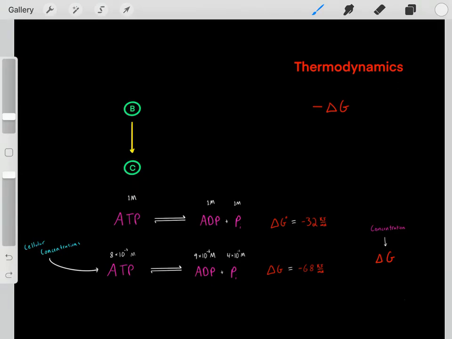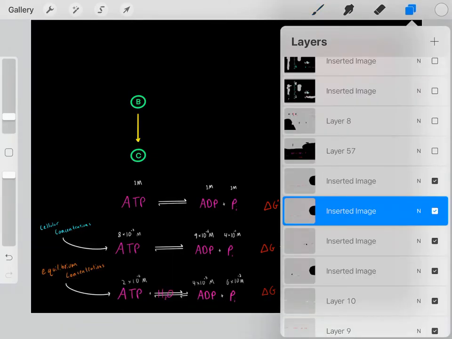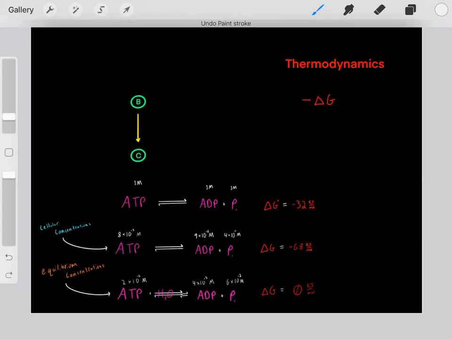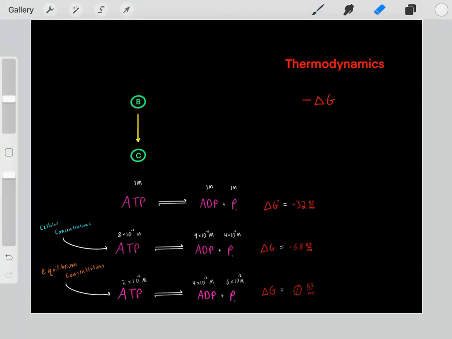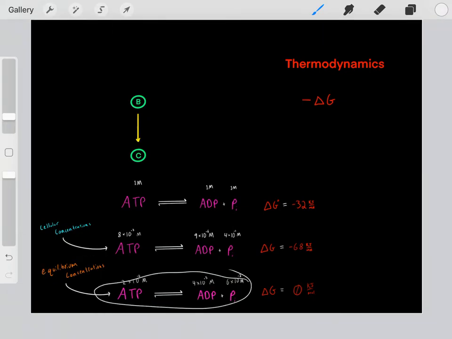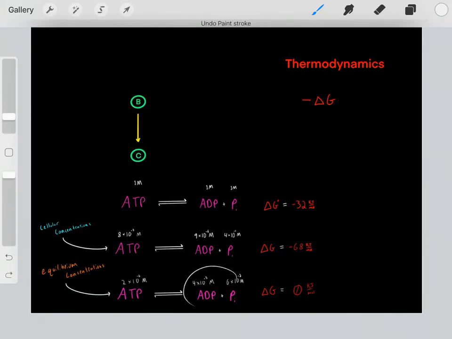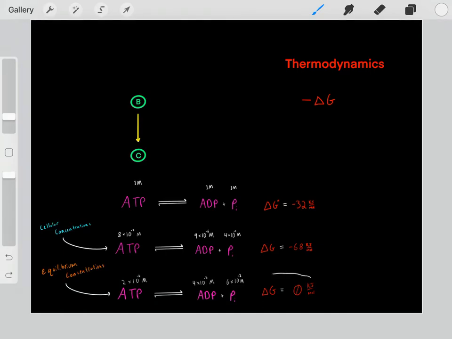And to really illustrate this point, let's say we have this chemical reaction. And let's say this chemical reaction reaches equilibrium, because we know all chemical reactions with enough time will reach equilibrium. So let's say this reaction reaches equilibrium concentrations. So once we've reached these equilibrium concentrations, taking ATP and hydrolyzing it into ADP and inorganic phosphate releases no free energy. And in fact, this is how we define whether a reaction is at equilibrium.